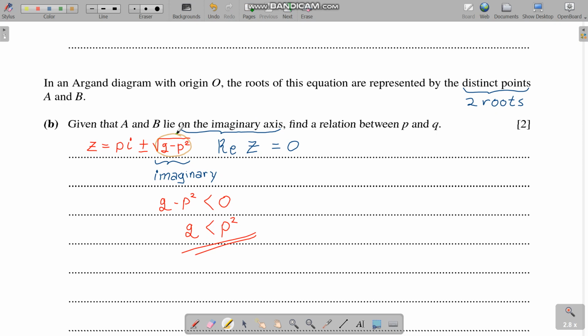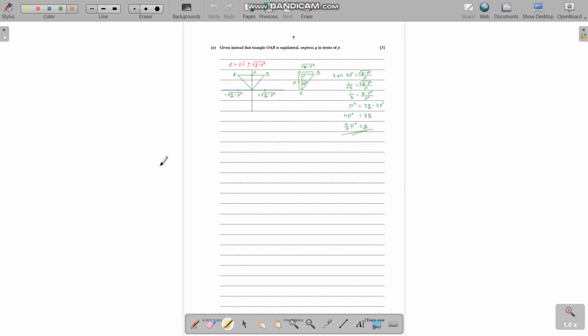So imaginary means inside the square root must be negative, so that's why we have this, and the simplest form is q is less than p squared. So this is the final answer. Okay, so two roots and imaginary, so that's the key.